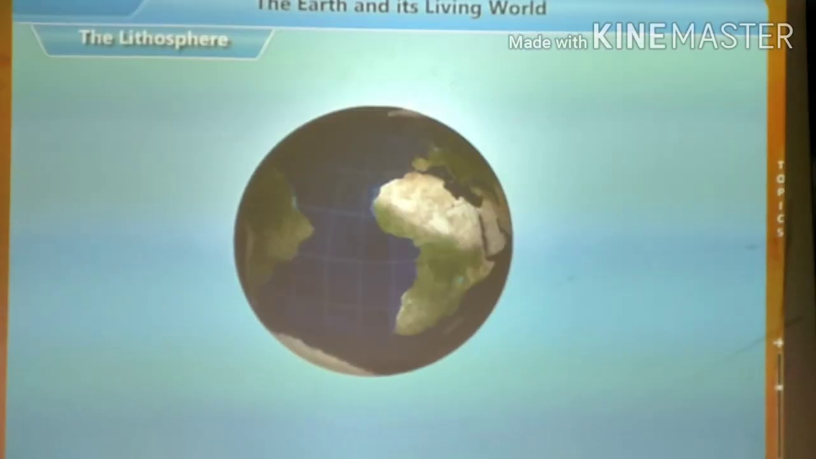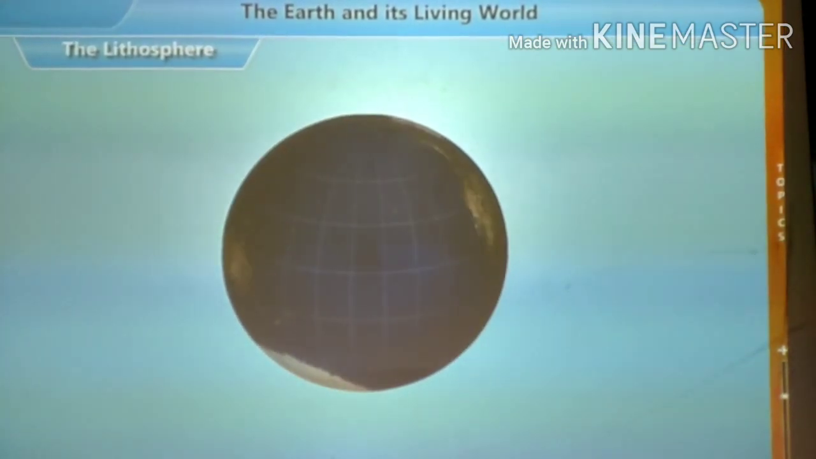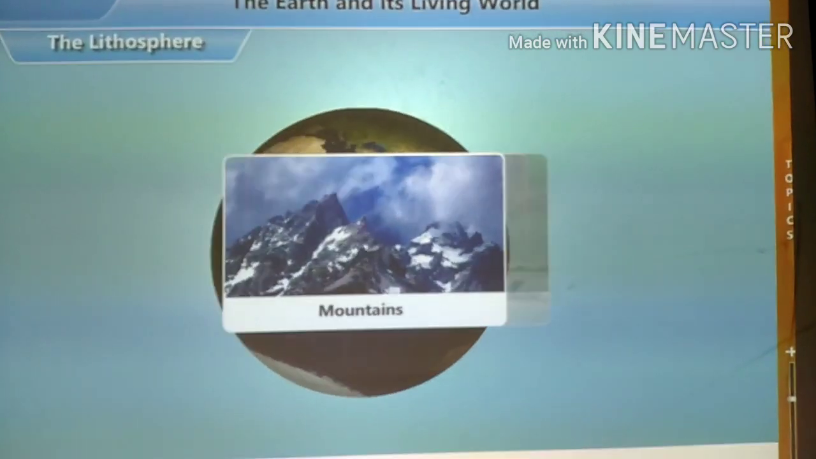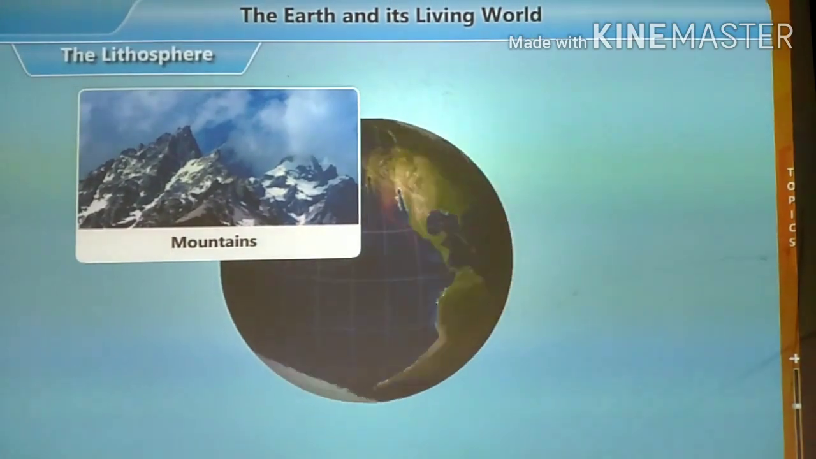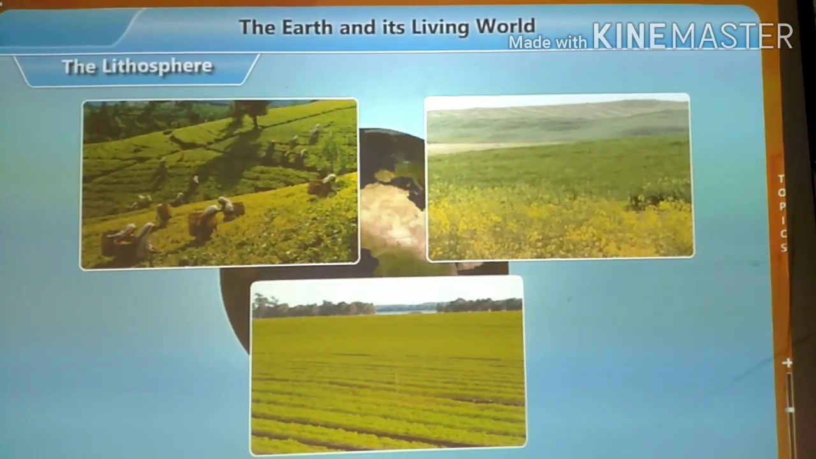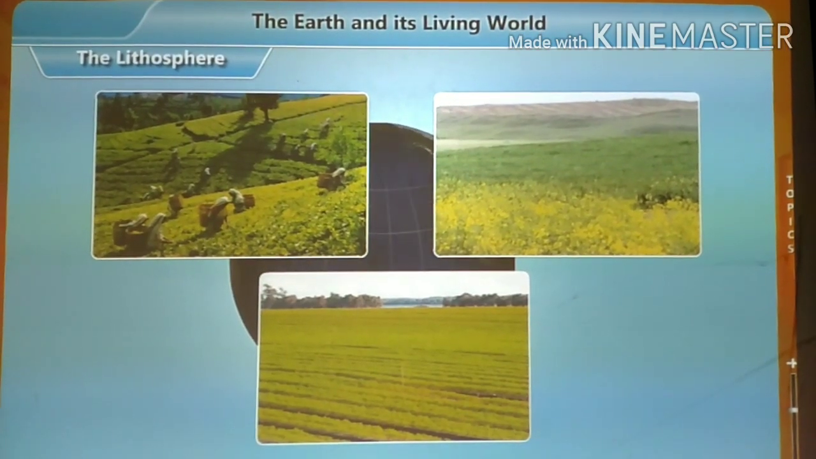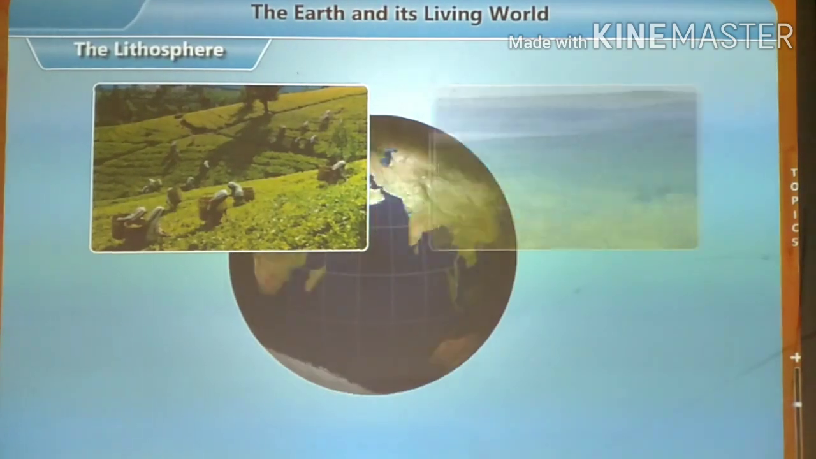The Earth's surface is not the same everywhere. Based on landform heights, we can classify them into mountains, plateaus, and plains. Each of these landforms is used differently by people. Let's learn more about the spheres of the Earth in detail.